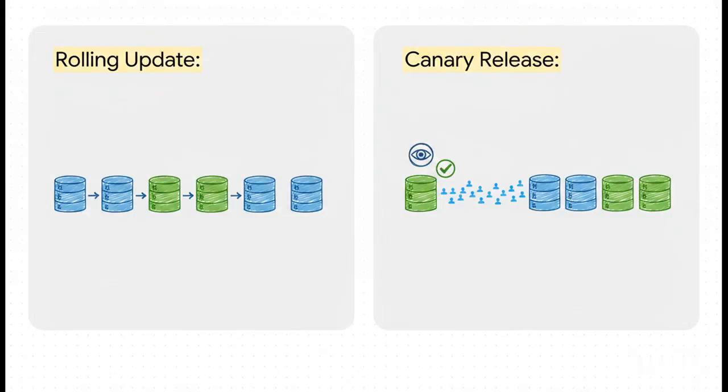And how do you deploy without bringing your whole site down? You use what's called a zero downtime strategy. A rolling update, which is the default in Kubernetes, is pretty smart. It gradually replaces old versions of your app with the new one. A canary release is even more cautious. It'll send a tiny fraction of your users, say 5%, to the new version first. You watch it, make sure nothing's on fire, and then you can slowly roll it out to everybody else.